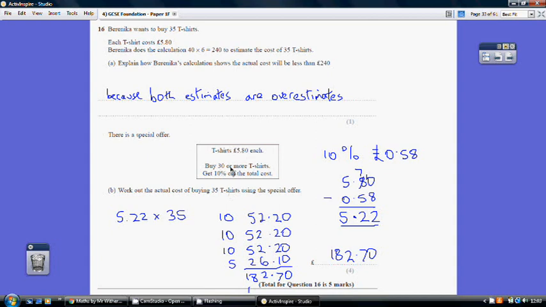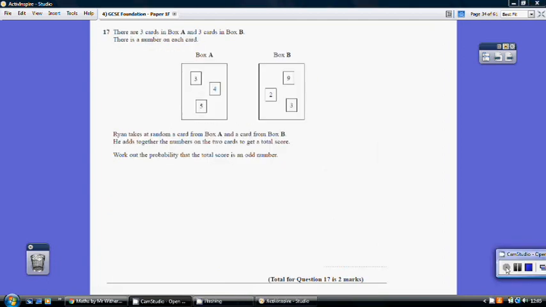Now, because we're buying more than 30, we get 10% off the total cost. So we need to find out what price we're going to be paying. 10% of £5.80 is 0.58. To work out 10%, we just divide by 10. Effectively, the decimal point is shifted, but of course, it's all the numbers shifting the other way. So full price would be £5.80.